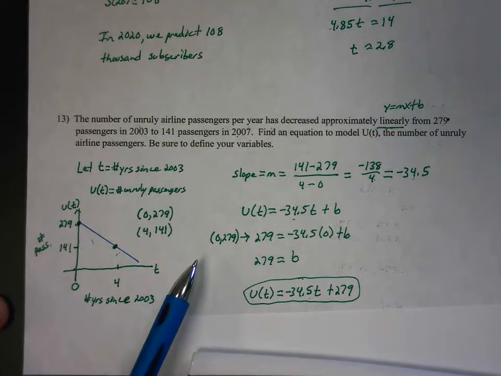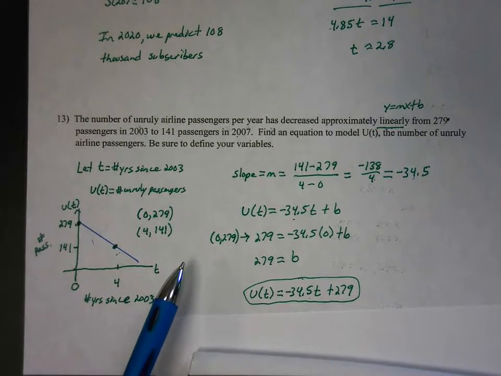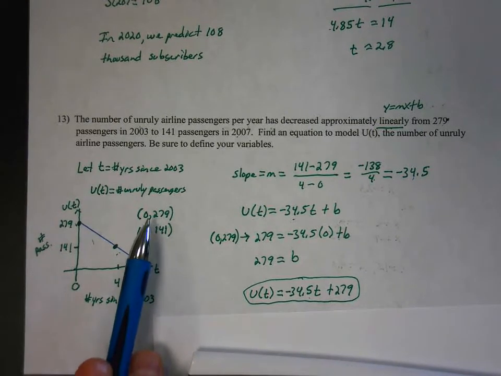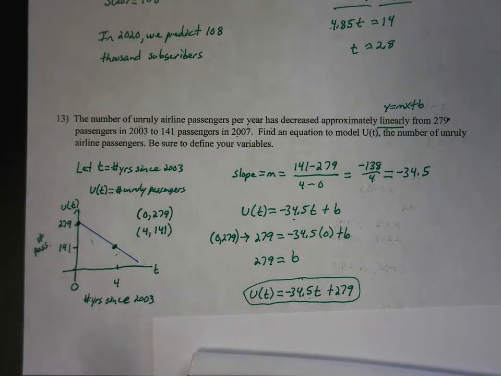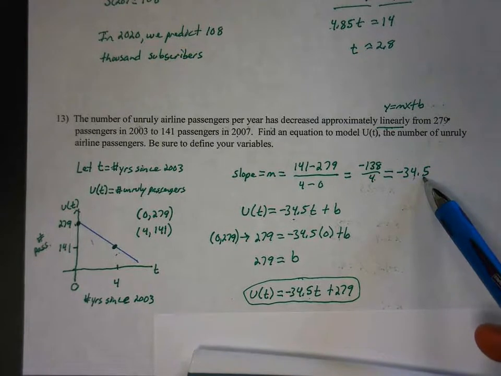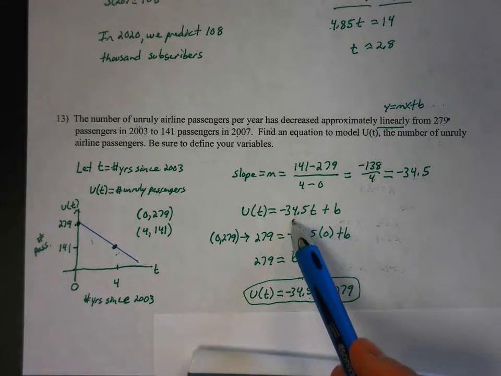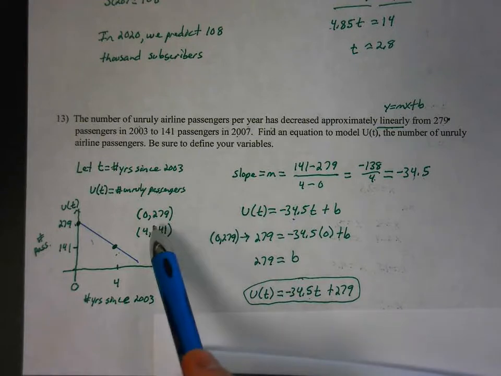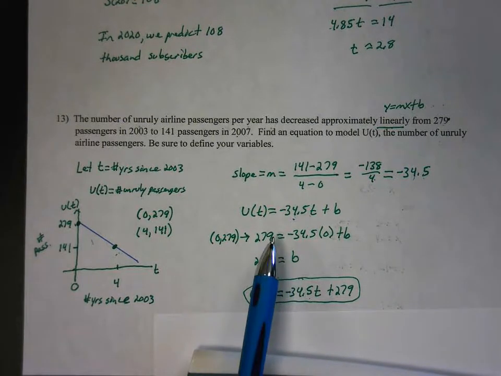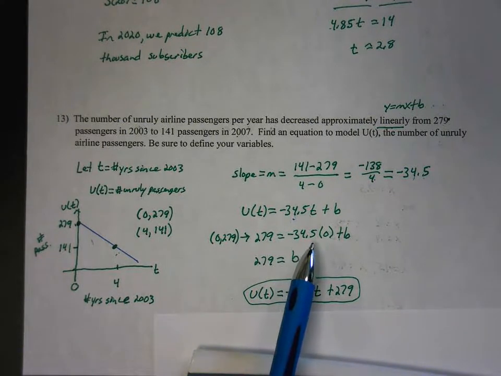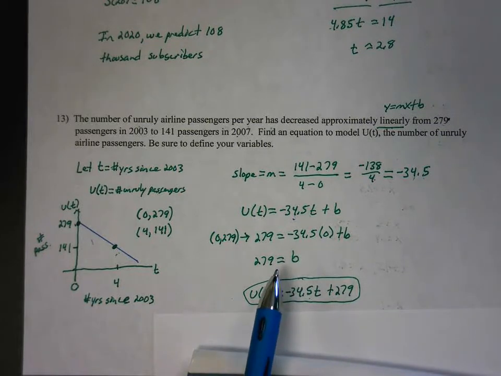And again, you've been asked stuff like this before. Basically, write the equation of a line through 2 points. Once you recognize these are the 2 points, you can write the equation using y equals mx plus b, that basic idea: finding the slope between the points, putting that slope into y equals mx plus b, and then substituting one of your points into that equation. You'd get the same answer if you used the point 4, 141. So if you said 141 equals negative 34.5 times 4 plus b, you would still get 279 for the y-intercept.